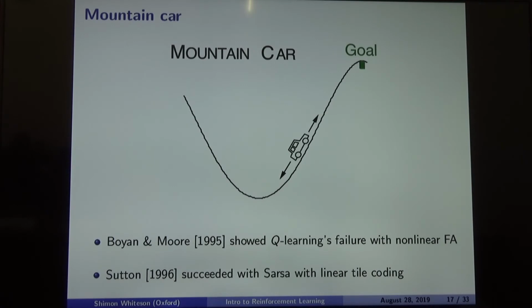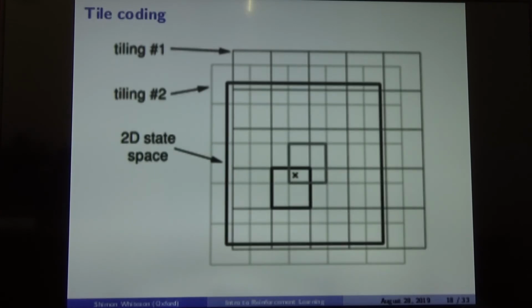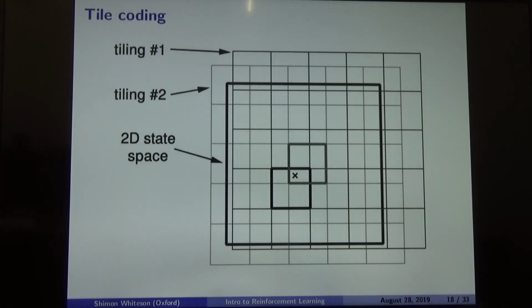So he responded the next year with a paper which showed you can solve Mountain Car with function approximation, but he used SARSA, and he used a linear function approximator called tile coding. So on the one hand, he reassured people that these kinds of problems can be solved with function approximation and reinforcement learning. At the same time, the difficulties with Q-learning in particular and nonlinear function approximation remained unresolved. But as a result of that, this tile coding approach became quite a popular representation for function approximation before it was supplanted by deep neural networks.